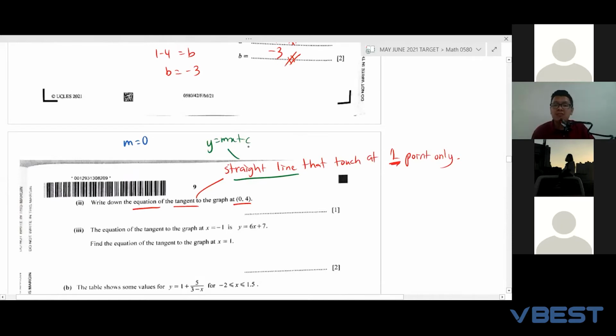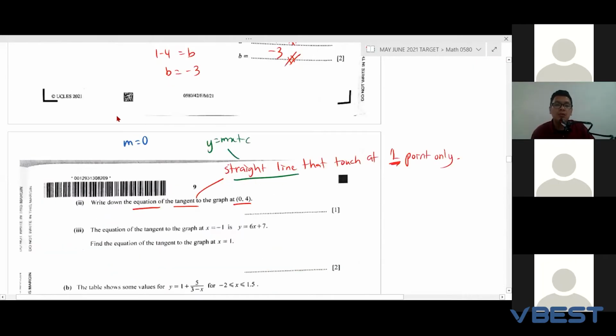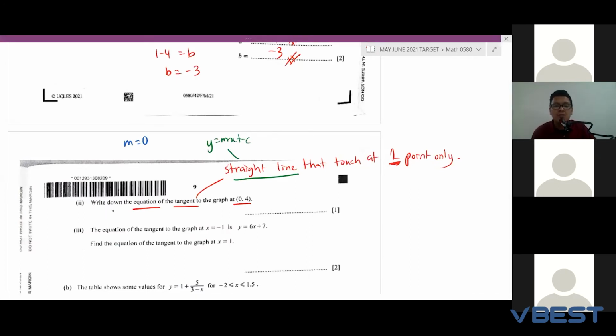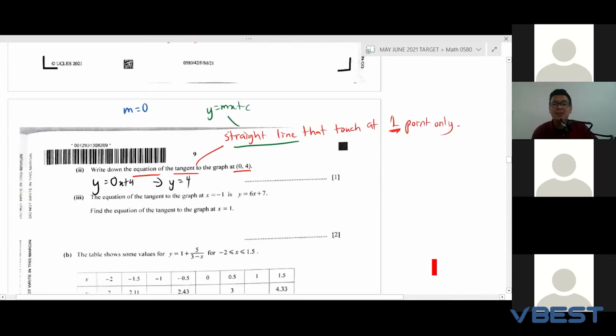But your c value here, it intersects at 4. That means the equation will be y equal to 0x plus 4, that means equal to 4. Okay, the equation here must be y equal to 4. Or another reason that you can see that this is a y line. How is it 0 again?